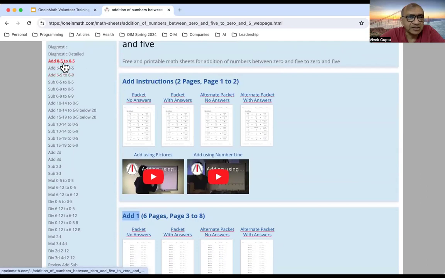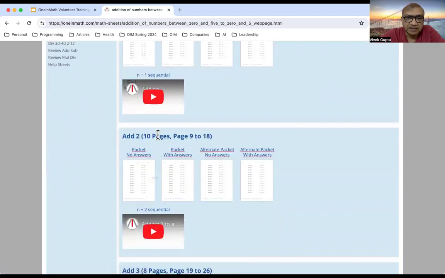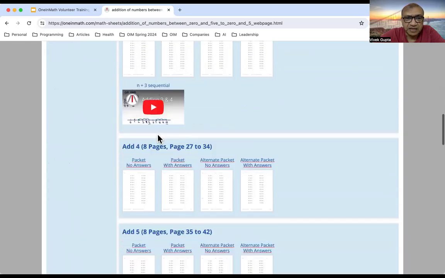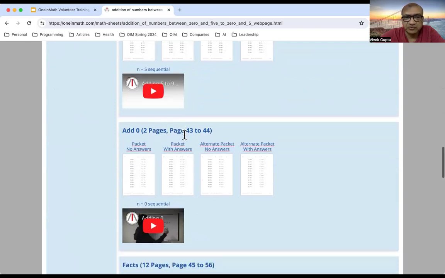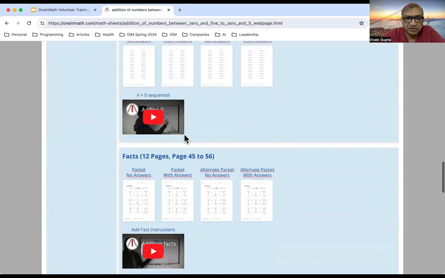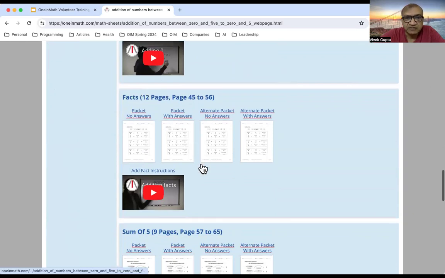If you say add 0 to 5 is the module, then 0 to 5 is the basic numbers, and you create packets per number in this 0 to 5. So there'll be add 1, add 2, 3, 4, 5, like that. If you see here, add 1 is a packet name, add 2, add 3, add 4, add 5. But after that, of course, there's add zero also, because we want to make sure they understand the concept of zero. And then there could be other packets like facts. What are the facts? Like 2 plus 3 is equal to 3 plus 2. It's a fact. So then we have a facts packet. We have sum of 5, right?